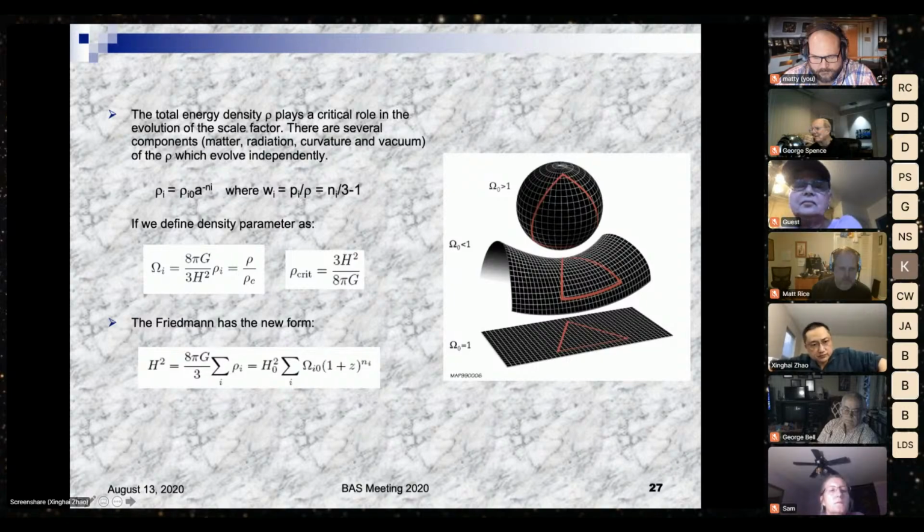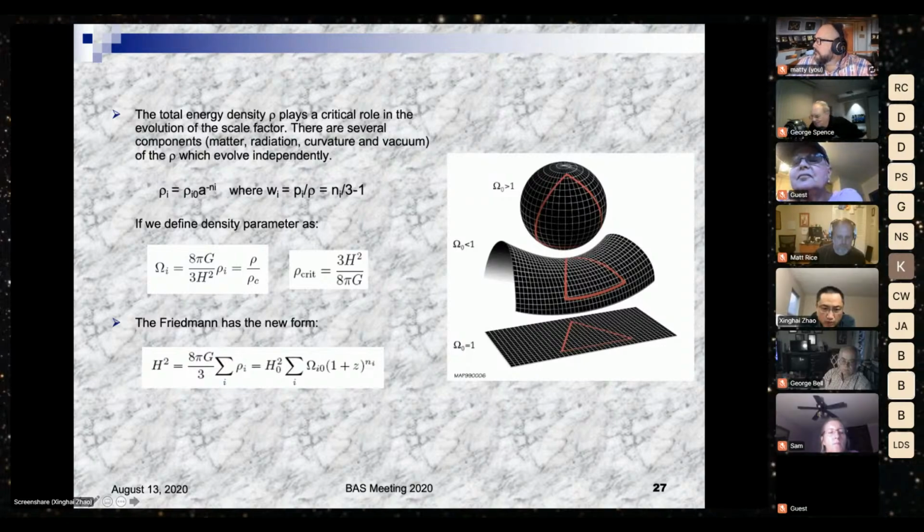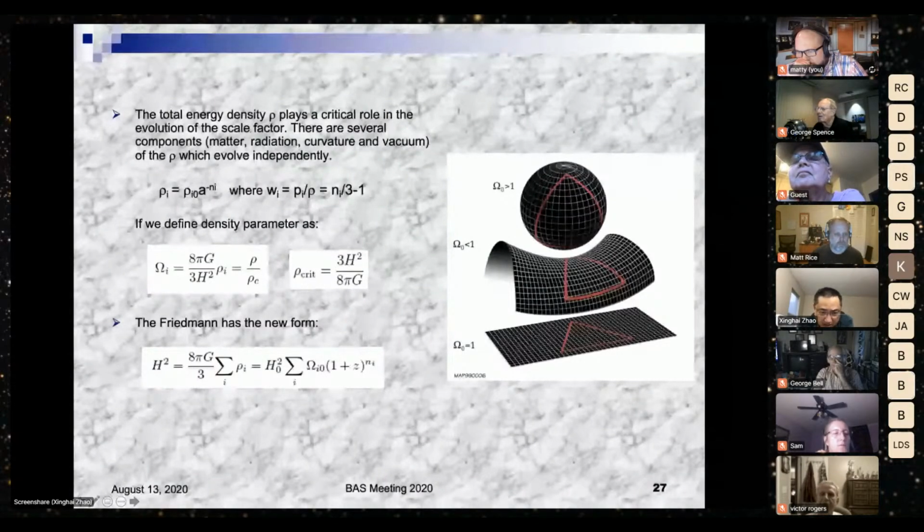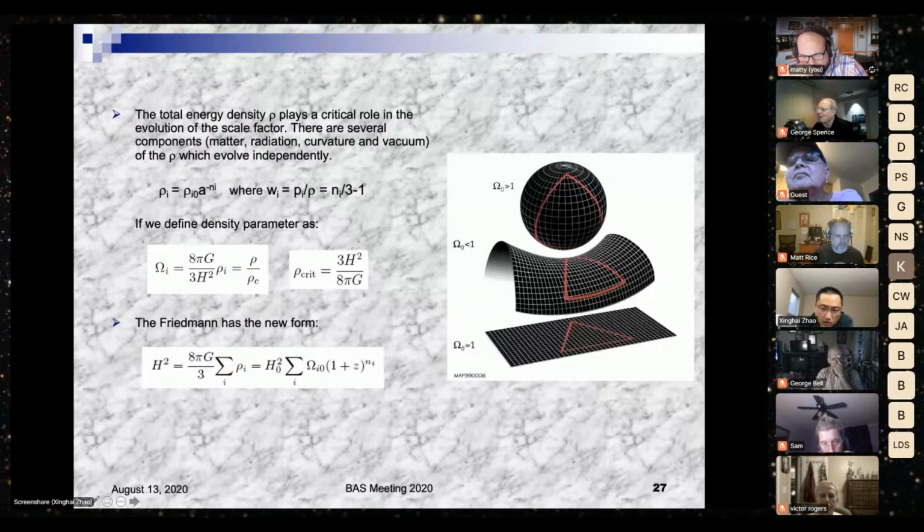But now let's do some additional math. For the last term, we rewrite this energy density into a new form. We can define the current density of the universe as the critical density. What is the critical density? From H squared equals 8 pi G over 3 times the energy density, we define the critical density as 3H squared over 8 pi G.